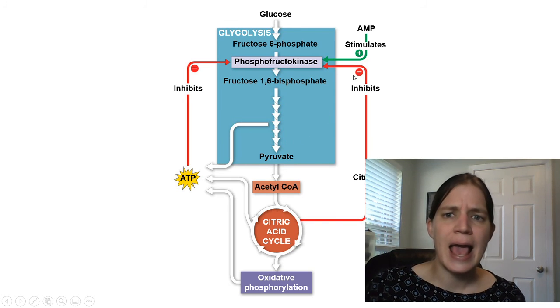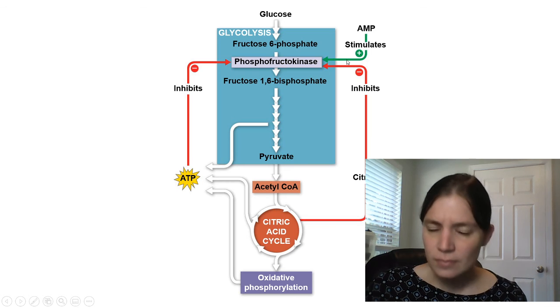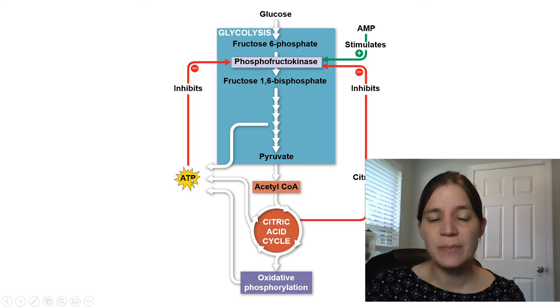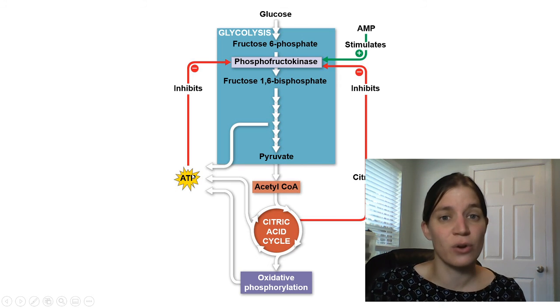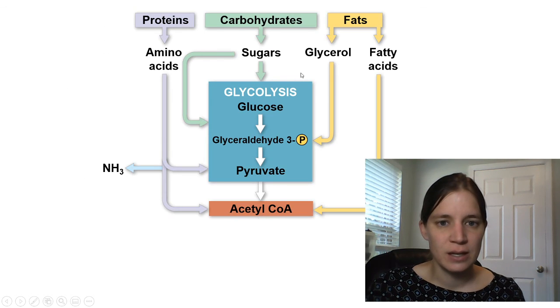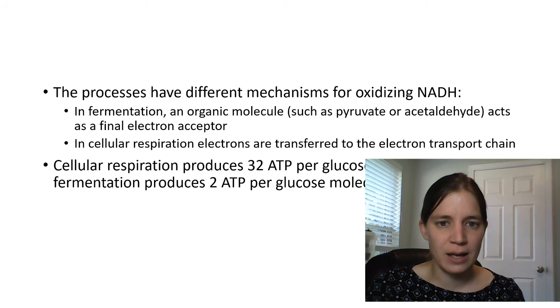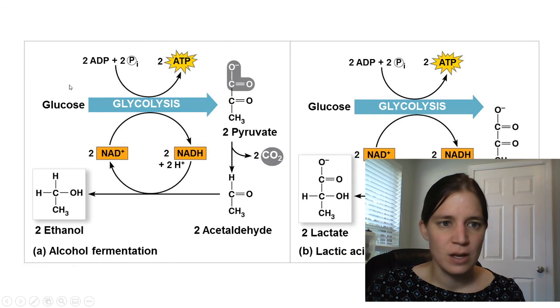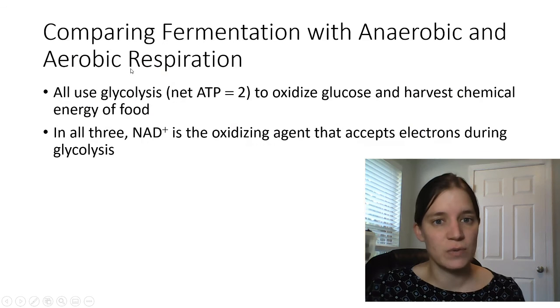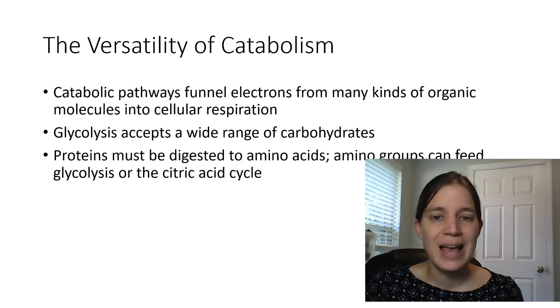Similarly, AMP stimulates this enzyme. So ATP, this TP portion stands for triphosphate. There are three phosphate groups attached. You've heard of ADP. We see it all over the place. We see it over here, right? ADP plus phosphate makes ATP. ADP stands for diphosphate. There are two phosphates.